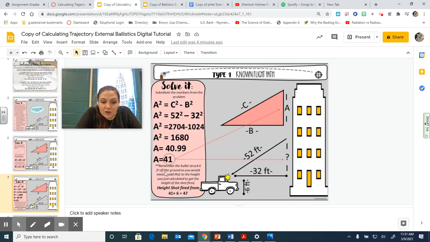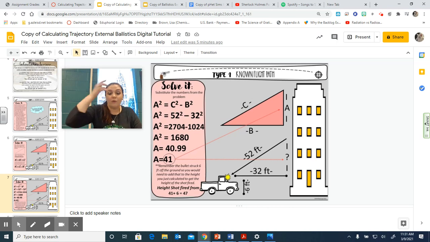Remember, the bullet struck 6 feet off the ground, so you would need to add that to the height you just calculated to get the height of the shot field. Oh, you add it. Okay, so he's 6 feet up already. We're saying another 41 feet up. So really, he's even higher. Okay, so you add it. So 41 plus 6 is 47, and that's how high up.